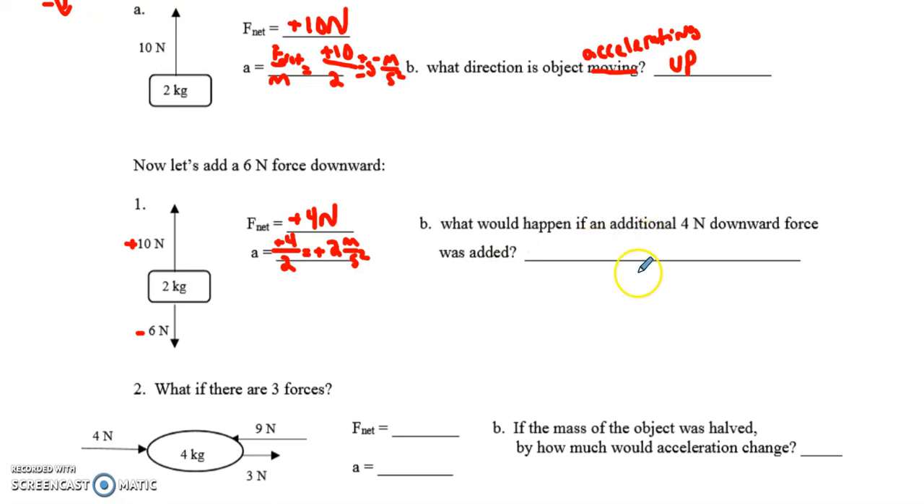Now the next question is, suppose I have an additional 4 newtons down. So if we think about what's going on here, now I have a total of 10 down and 10 up. So first of all, what I could say is my F net would be equal to 0. Okay, and if my F net is equal to 0, then my acceleration is equal to 0. And so one way of thinking about it is that this object would continue doing whatever it was doing, or not change, or stay the same.